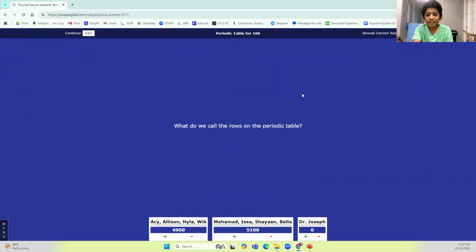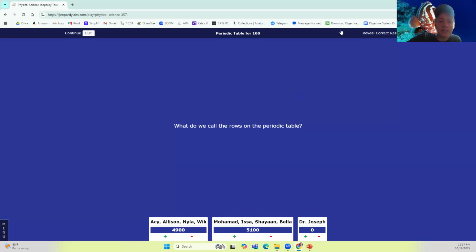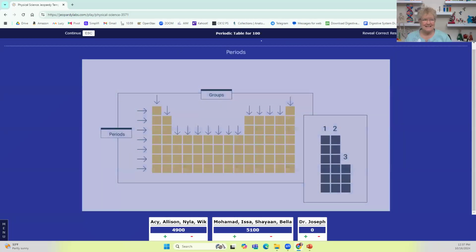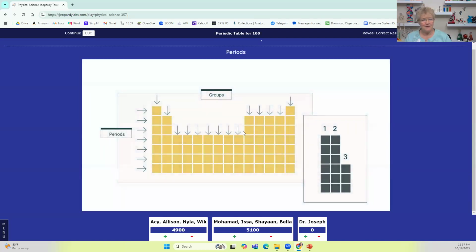This is the max period. Well, the law of conservation. The rows go this way. They're periods. Yeah, they are called periods. So remember, the periods go this way. The groups or families go up and down. They're the columns. So good job. Good teamwork. I love that.